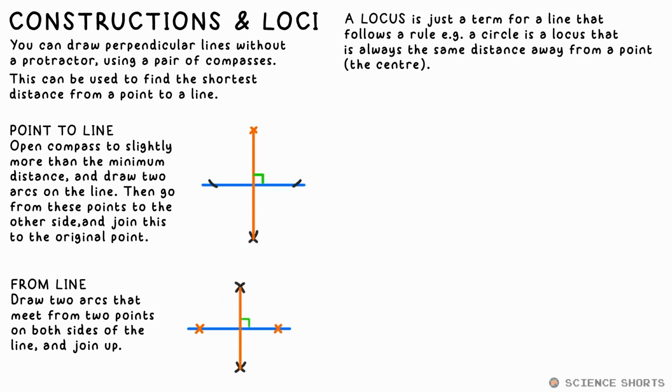A locus is just a line that is made by following a rule relative to a point. Usually that will be a circular path around a point. The rule being that the locus, the line, must always be the same distance from the point. That's the center of the circle in this case.